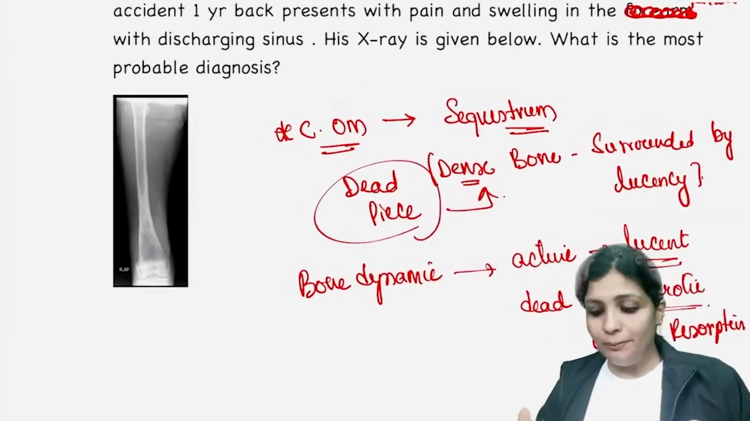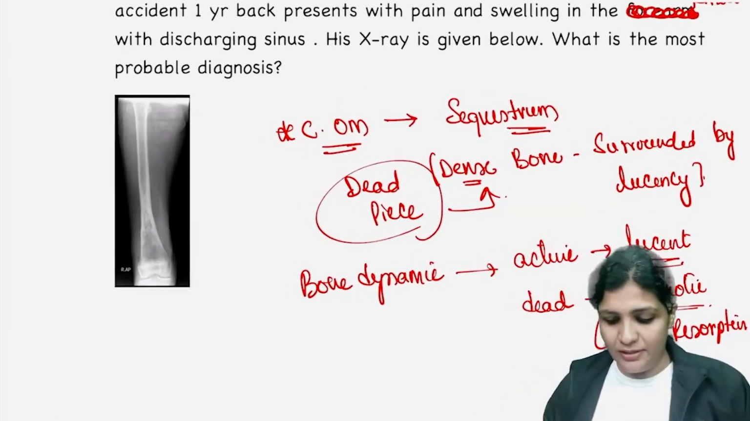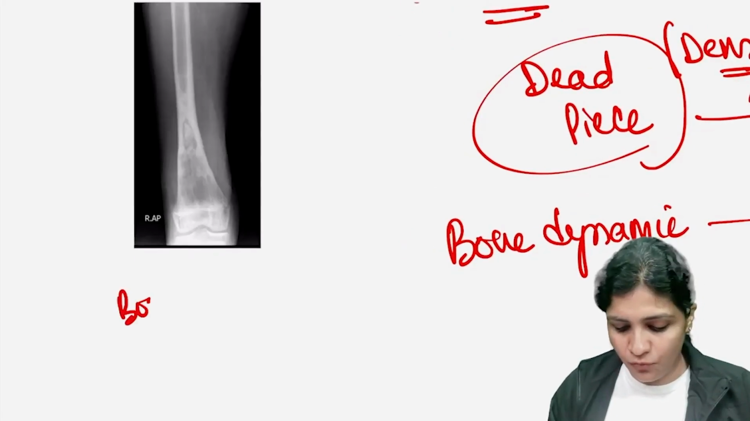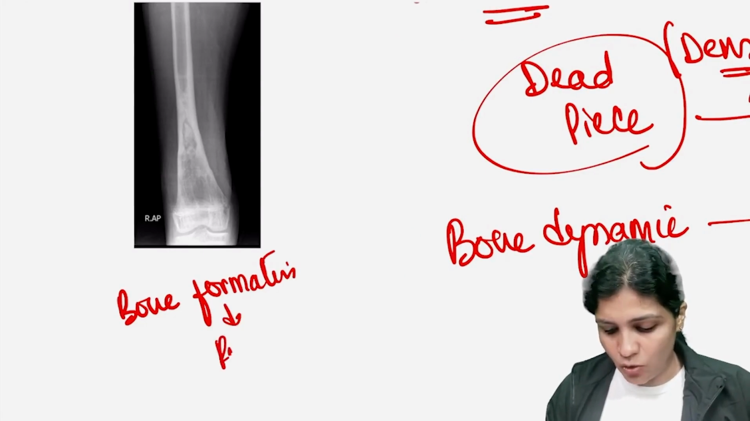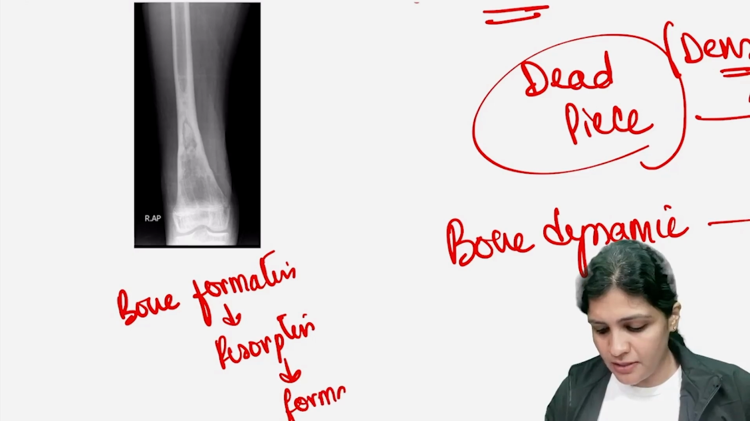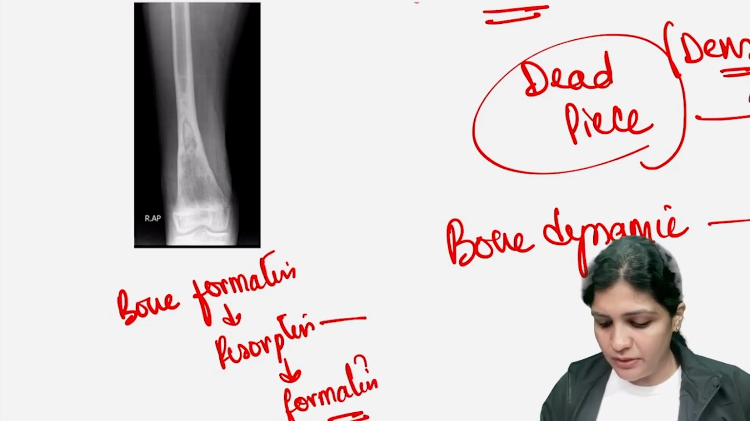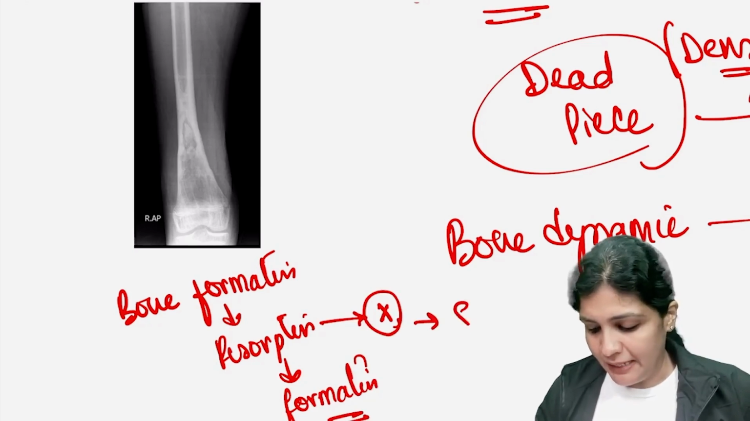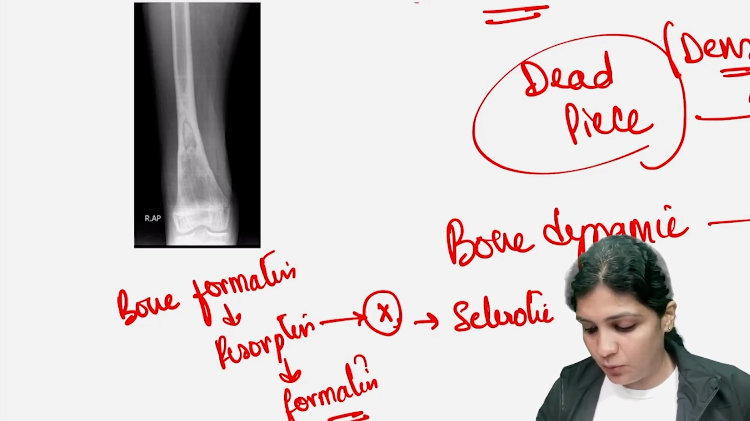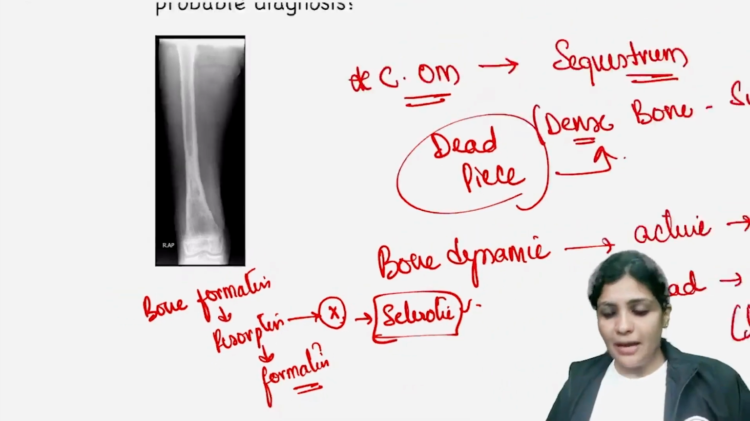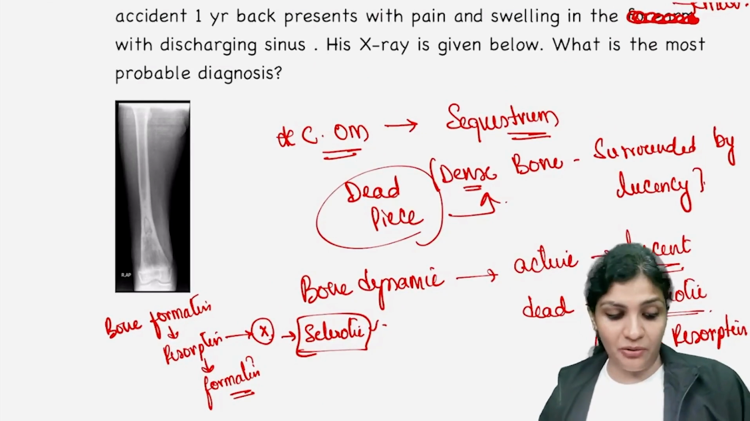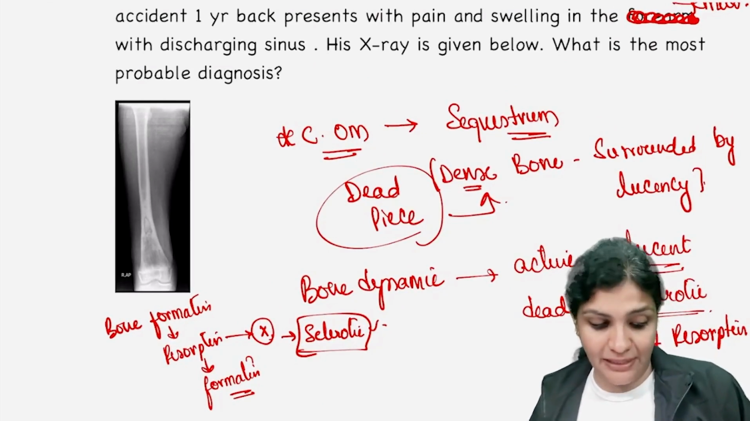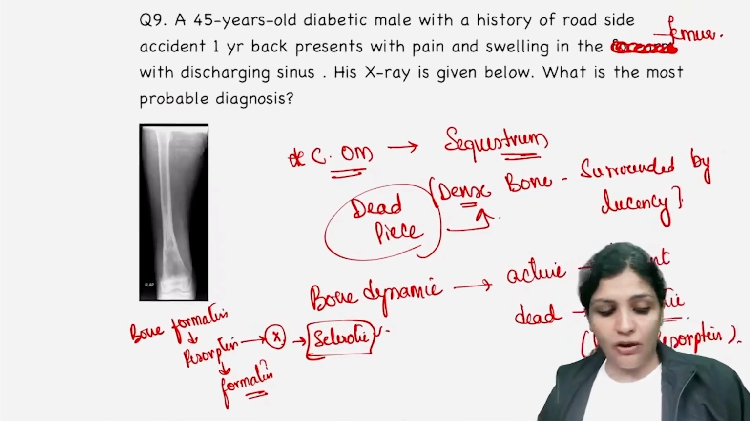So if you go back to the bone metabolism, what happens is first there will be bone formation, then there will be resorption, and again there will be formation, right? So here in the dead bone, this resorption is absent. Hence, this appears sclerotic, right? So this appears sclerotic because of the blood supply which is cut off. Yeah, because it is not able to demineralize because of no blood supply. Yes, no bone resorption. Very good. So all the answers are right.